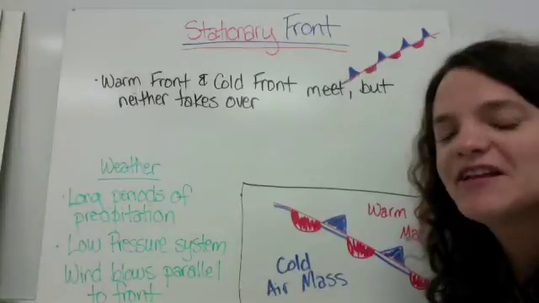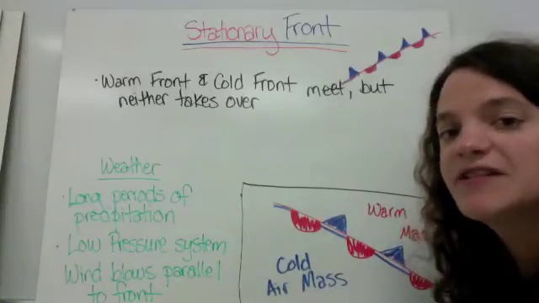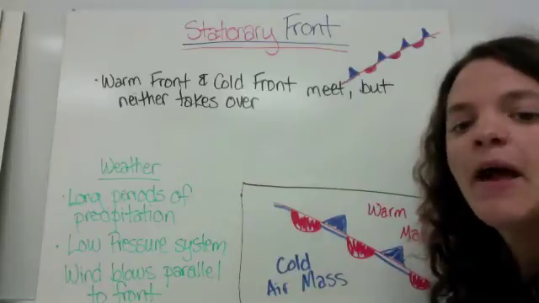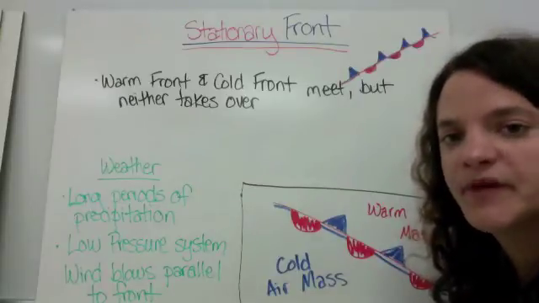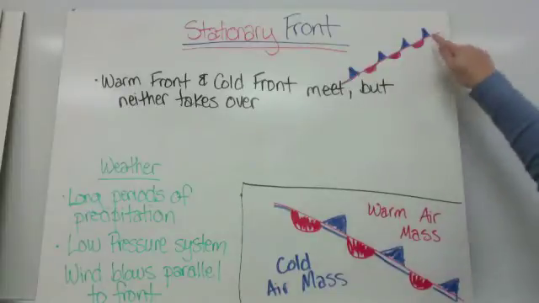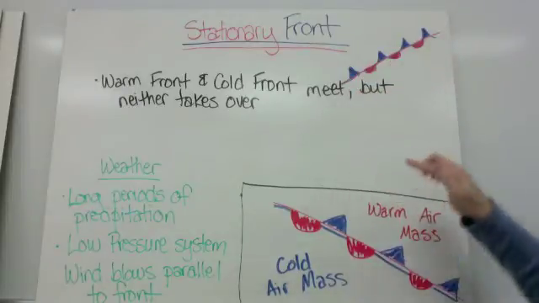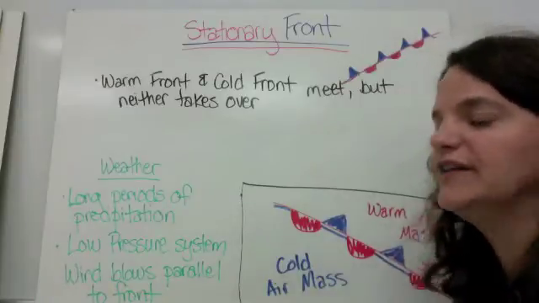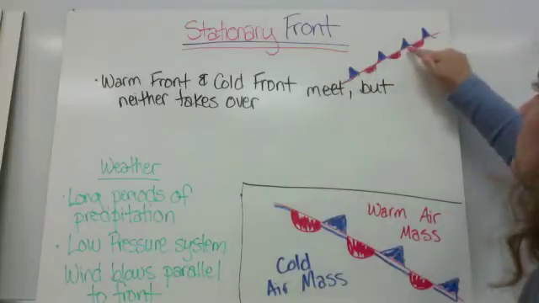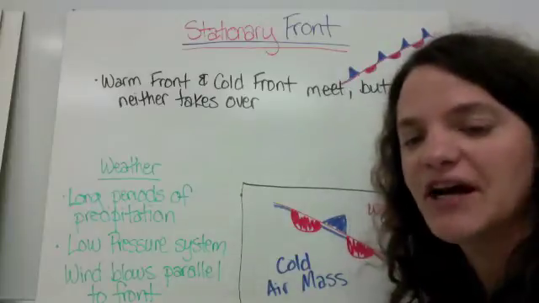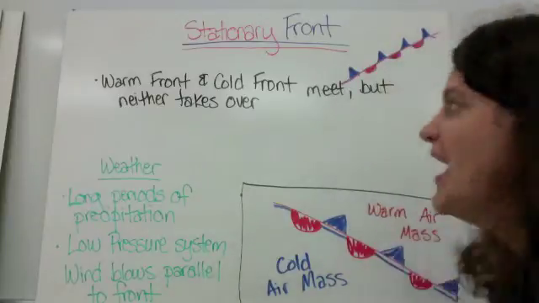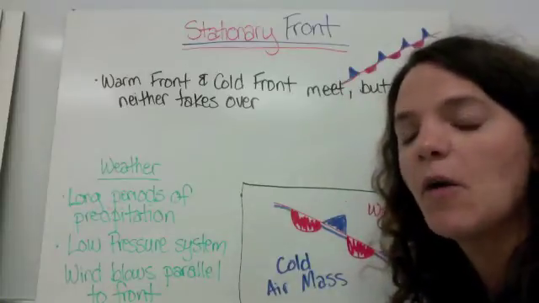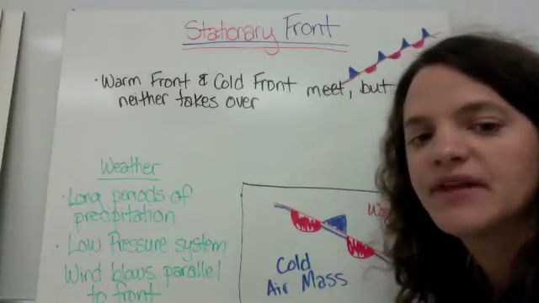All right, next up, let's talk about stationary fronts. So stationary fronts occur when a warm front and a cold front meet, but neither takes over, okay? You can see the symbol for a stationary front on a weather map is the combination. It looks just like a combination of a warm front and a cold front. So you have red half circles pointing in one direction, whichever direction the warm front is moving, and you have blue triangles pointing the other direction, the direction the cold front is moving, okay?